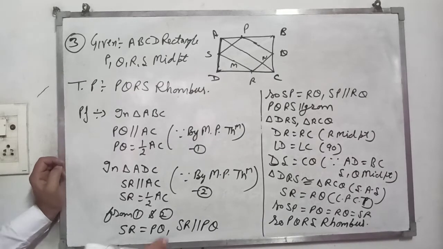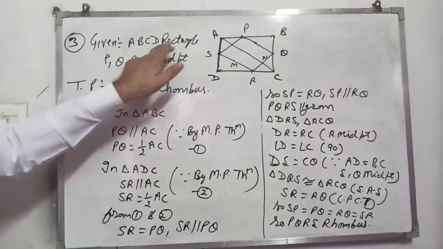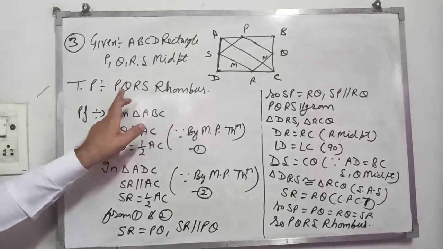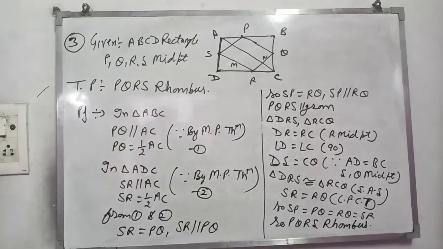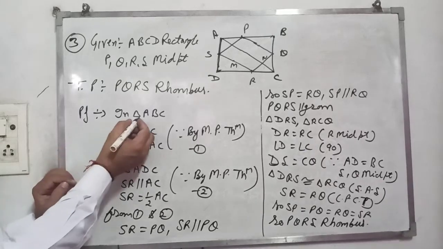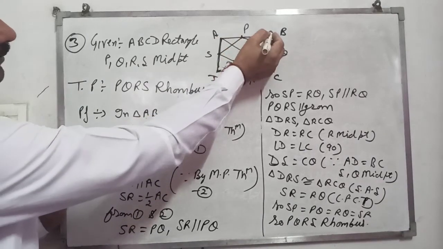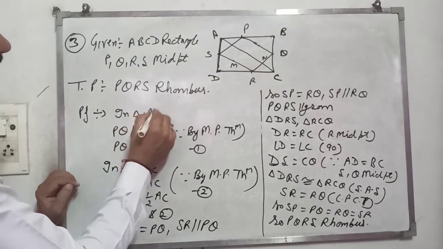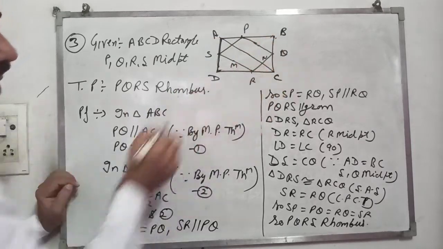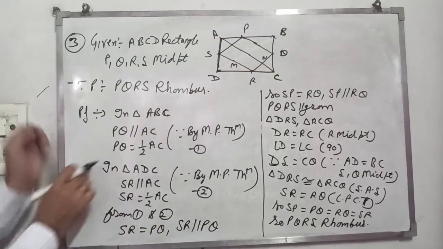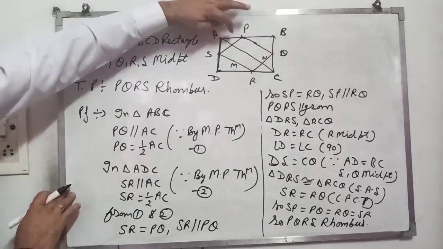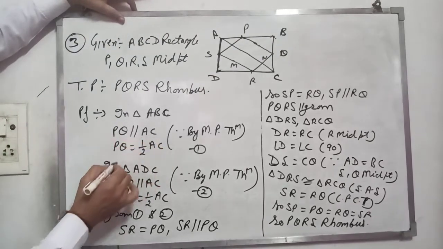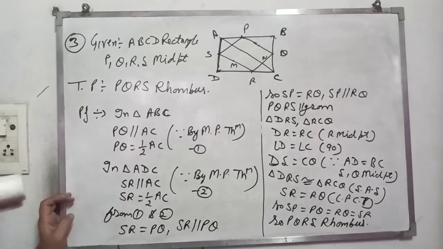Now in question number 3, there is given ABCD is a rectangle and PQRS are the midpoints, right? We have to prove PQRS is a rhombus. So first we use the triangle ABC. Now PQ is parallel to AC because P and Q are the midpoints. So by the midpoint theorem, PQ is parallel to AC and PQ is equal to half of AC.